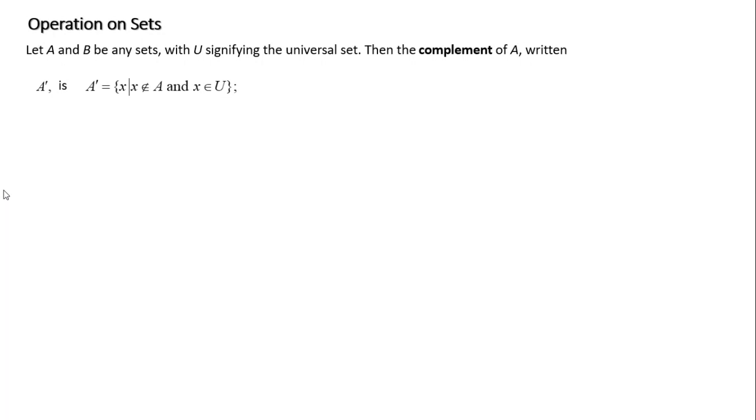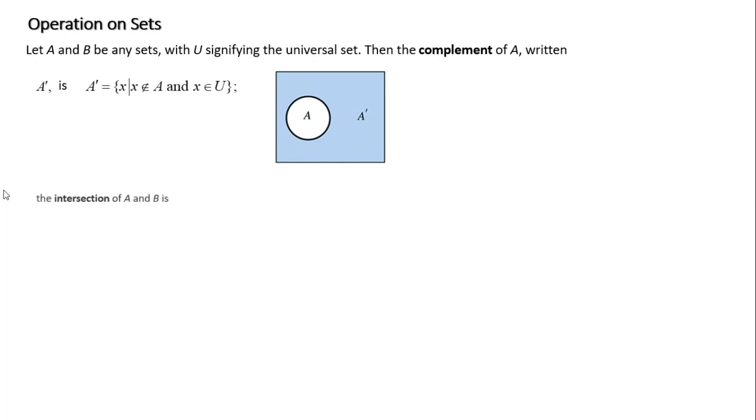So that's how we can use set builder notation to also write our complements. And this is what a picture would look like. A is just my set in the circle. Not A is everything outside the circle that belongs in my universe.